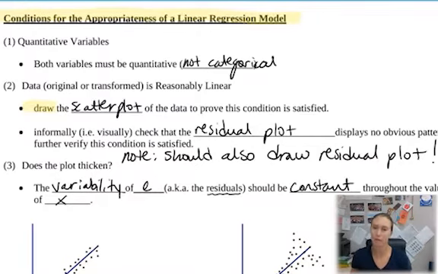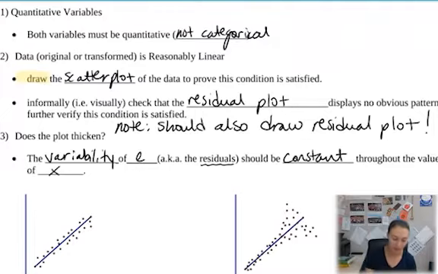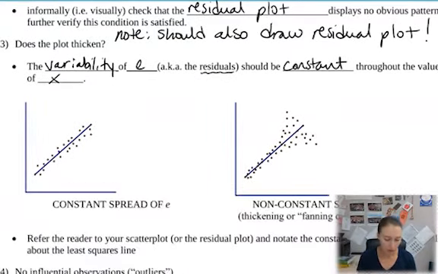So we have a few conditions. The first one is that both variables must be quantitative, so not categorical. The second one, the data, either original or transformed, we'll look at transformations later, has to be reasonably linear. We want to draw the scatter plot to make sure that we can prove that it's reasonably linear. We also want to check that the residual plot displays no obvious pattern, that it's pretty random. And I would suggest also drawing your residual plot because we want to be able to talk about both of those things.